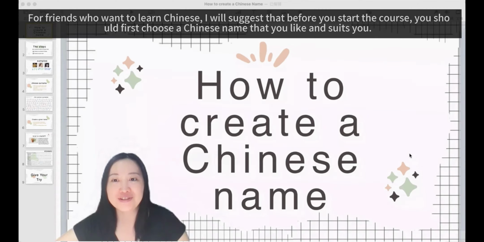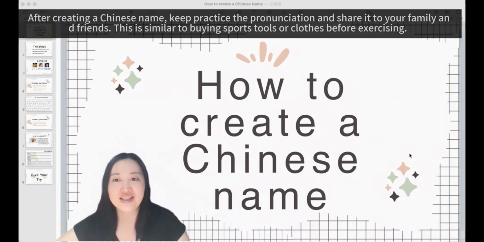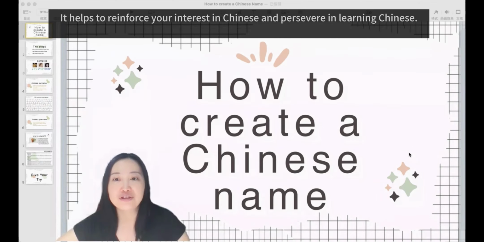For this video, we are going to talk about how to create a Chinese name. For friends who want to learn Chinese, I will suggest that before you start the course, you should first choose a Chinese name that you like and suits you. After creating a Chinese name, practice the pronunciation and share it to your families and friends. This is similar to buying sports tools or clothes before exercising. It will help to reinforce your interest in Chinese and persevere in learning Chinese.